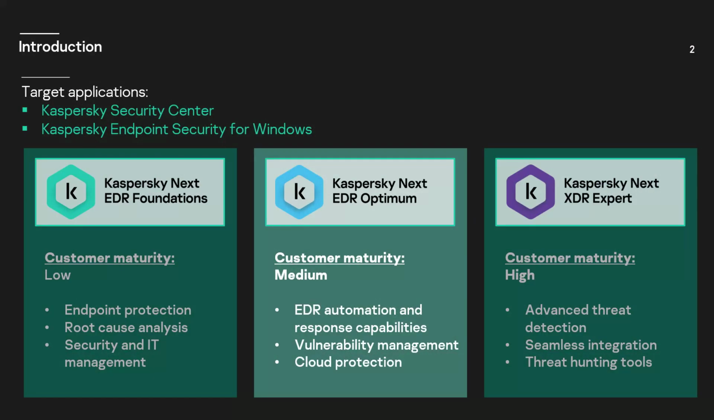We're starting with the introduction of this course. This course is about the middle tier of the Kaspersky Next product line, which currently consists of 3 tiers: Kaspersky Next EDR Foundations, Kaspersky Next EDR Optimum, and Kaspersky Next XDR Expert. At the end of the year, we will have a 4th tier, which will be called Kaspersky Next XDR Optimum, but this is a separate story. Each Kaspersky Next tier represents some pillar for some audience.